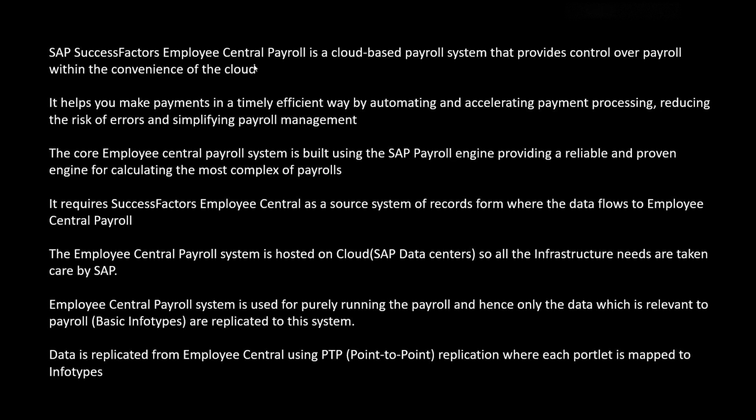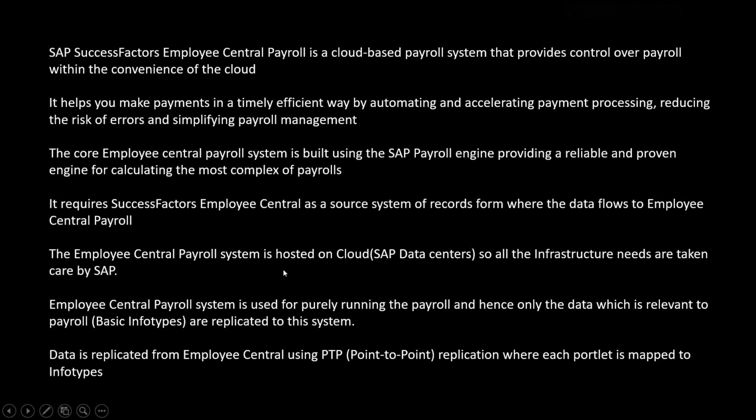Why do we use it, and in which case do we use what? Some clients still go for the hybrid solution. Why? Because they have invested a lot of money in the on-prem solution and are not ready to go for full cloud. In that case, they still go for Employee Central as a source system, but they do not want to move to ECP, which is Employee Central Payroll. That is a hybrid solution where we use BIB, Business Integration Builder, as the replication method.